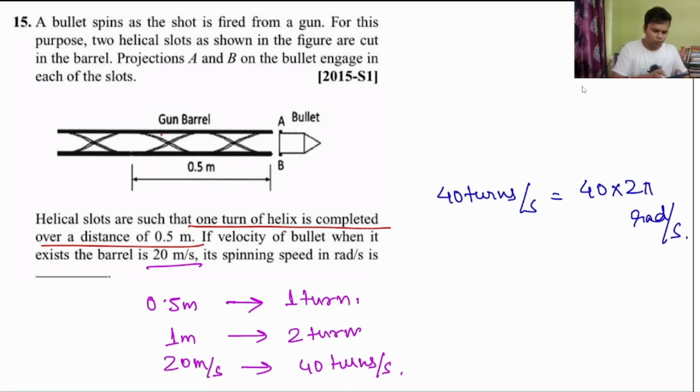40 into 2 pi is 251.32. Is this the answer I have given you? Let me cross check. Where did it go?